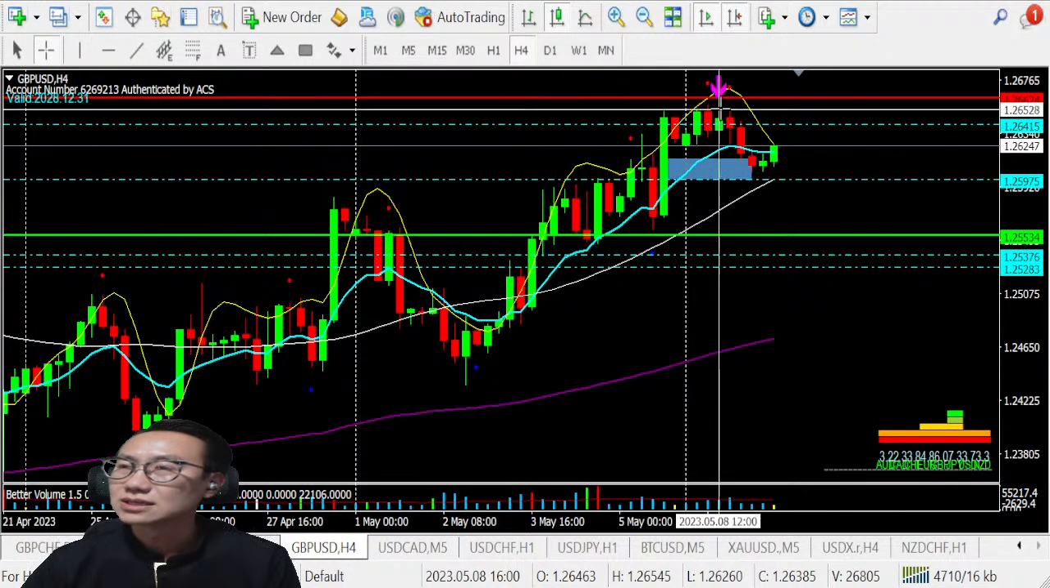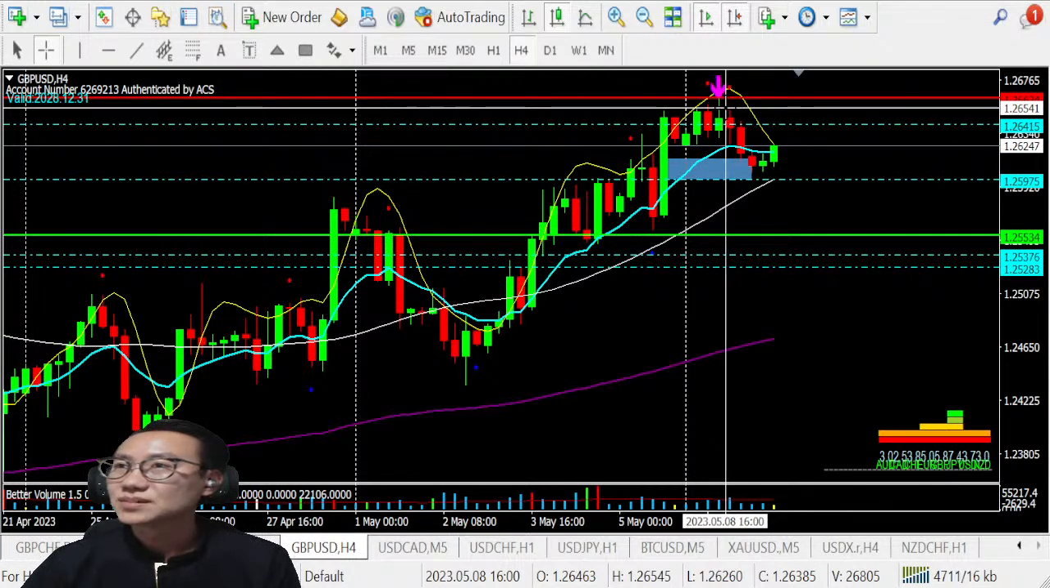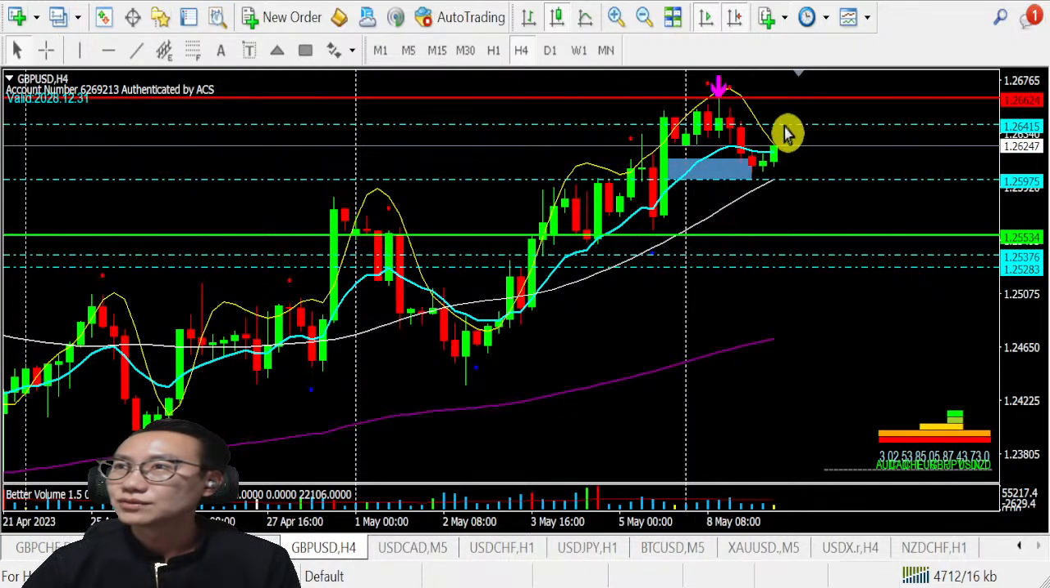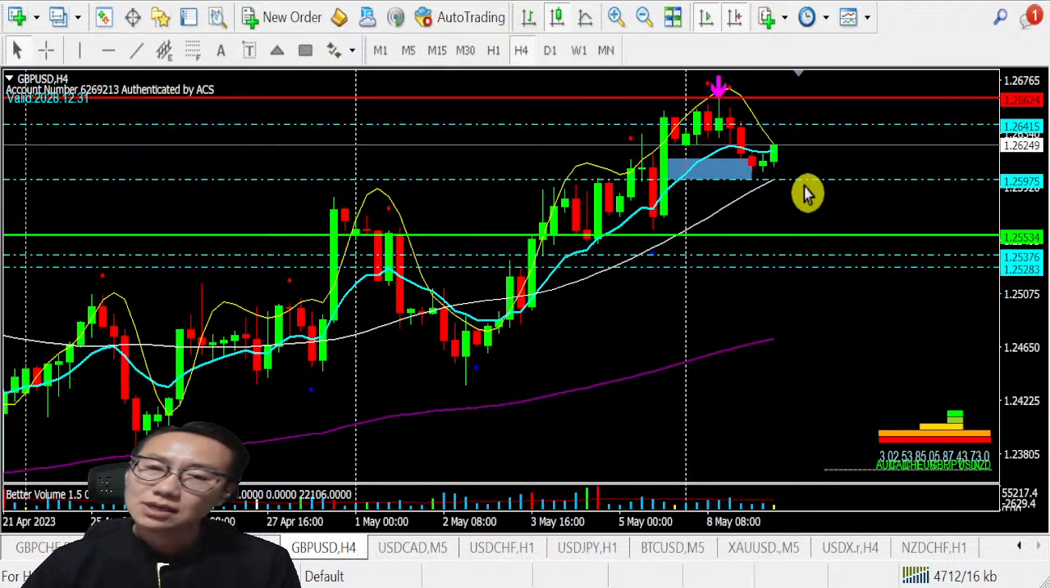Since I think last non-farm, I think they are still looking out for the resistance before it can come down for selling. So today for the pound dollar, it should be still more on the buy side, more on the buying side.